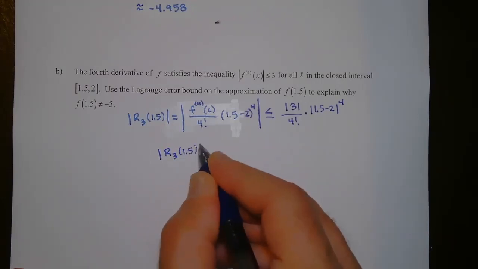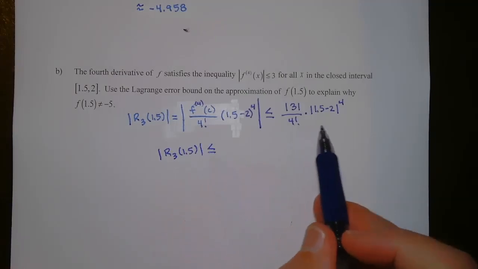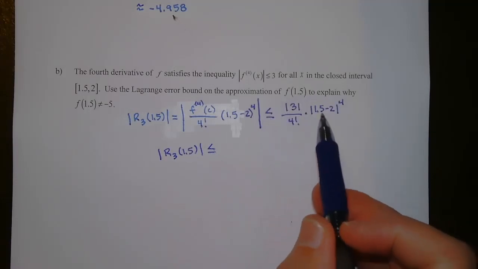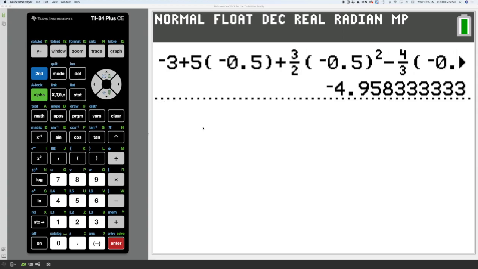at 1.5 would be less than or equal to, and I'm going to put this into my calculator. I'm going to go do that right now. All right, so I want to keep this value. This is the estimation of f of 1.5. I want to keep that in my calculator right now, and then I want to calculate this.